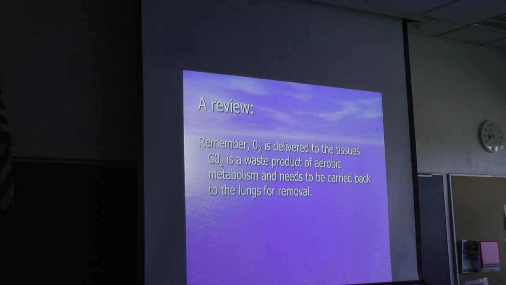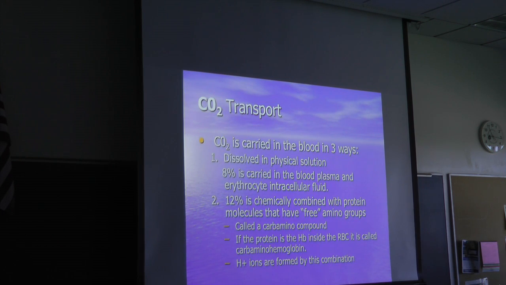So remember that oxygen is delivered to the tissues. Carbon dioxide is a waste product of this oxygen being utilized, of this aerobic metabolism. And the CO2 needs to be carried back to the lungs for removal. So the cells produce the carbon dioxide, and then somehow the carbon dioxide has to get from the tissue level back to the lungs so we can exhale. Well, there's 3 ways that carbon dioxide is carried in the blood to go back to the lungs.